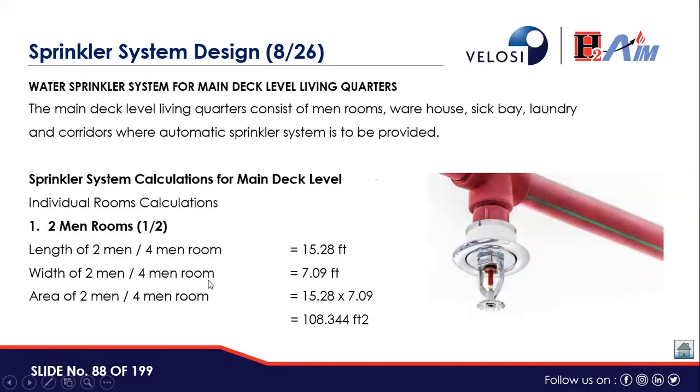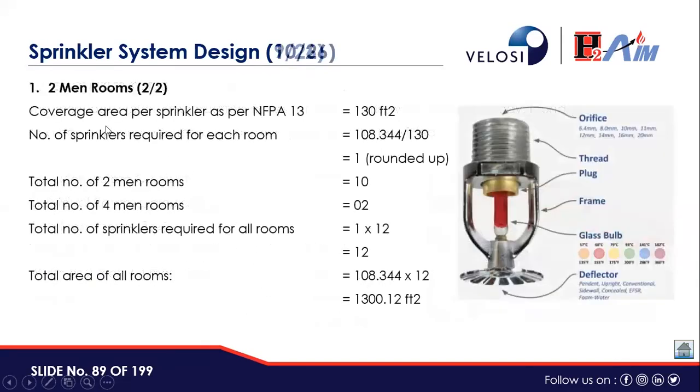So now we are going to the calculation. There were two men's rooms. Two men in that room. The capacity for the person is 2. Length of that room is 15.28 feet. So we have the length, we have the width. We can calculate the area by multiplying the length and the width. And then, as per the NFPA 13, the coverage area we have known that it is 130 feet square.